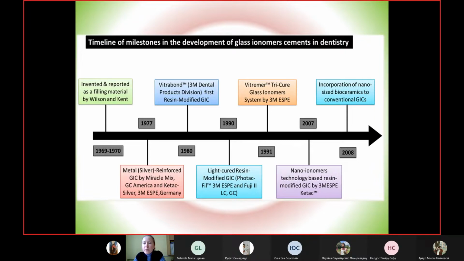And you see that in 2000, nanoparticles were added to the composition of restorative material, and these nanoparticles are very good because if nanoparticles are given to the material, the properties are improved, such properties as wear resistance, toughness, fracture resistance. And still the development of glass ionomer cements continues, and we are waiting for new formulations of them.